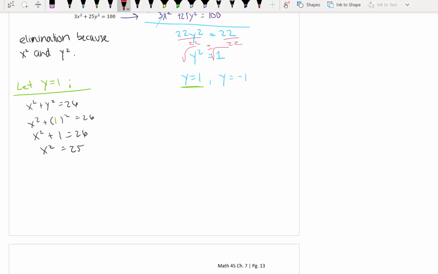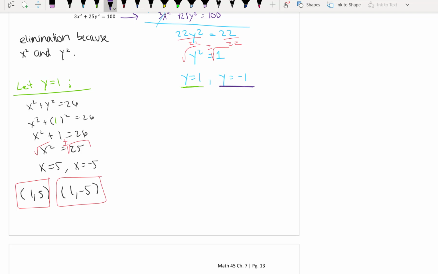So now, to get this x by itself, I need to square root it. Don't forget the plus or minus. So that x is equal to 5 and x is equal to -5. So I just found that I have my ordered pair 1, 5 and 1, -5. So this is an ordered pair and that's an ordered pair. And don't forget, you still have the y is equal to -1. So I'm going to let my y equal -1, and let's see what comes out.